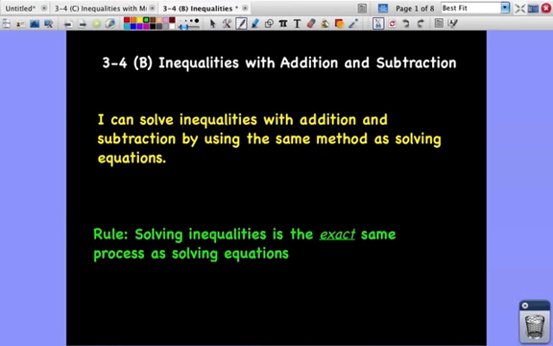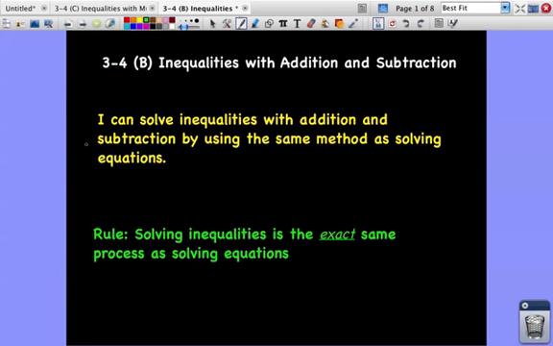Alright, hello everybody, and this is video 3.4b, and we're going to be working with inequalities again today, and we're going to be doing it with addition and subtraction. If we take a look at our I can statement, it says I can solve inequalities with addition and subtraction by using the same method as solving equations.